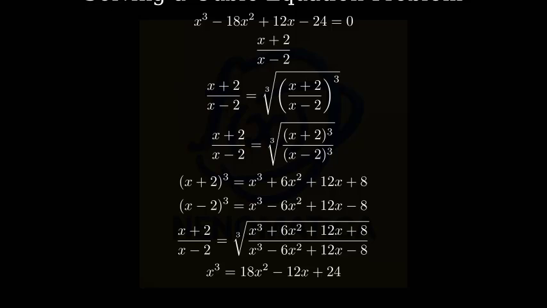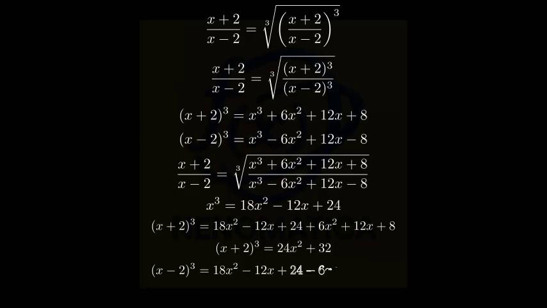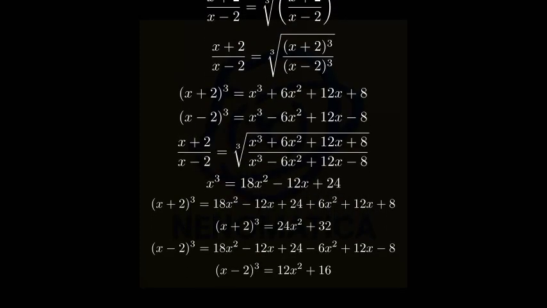Similarly, for the denominator, we get 18x squared minus 12x plus 24 minus 6x squared plus 12x minus 8. Simplifying, we get 18x squared minus 6x squared minus 12x plus 12x plus 24 minus 8, which equals 12x squared plus 16. Now, let's substitute these simplified expressions back into our equation. We get (x plus 2) divided by (x minus 2) equals the cube root of the fraction (24x squared plus 32) divided by (12x squared plus 16).